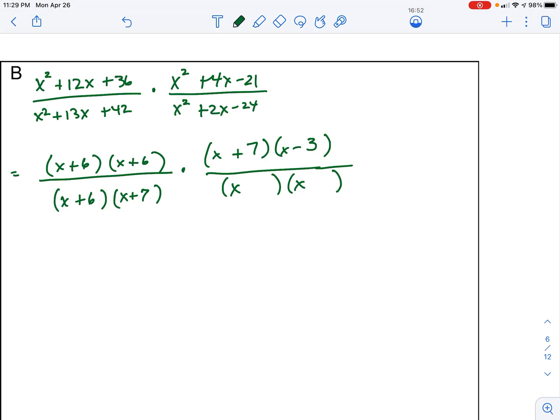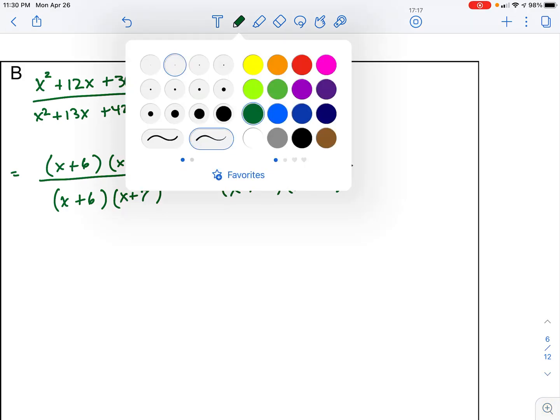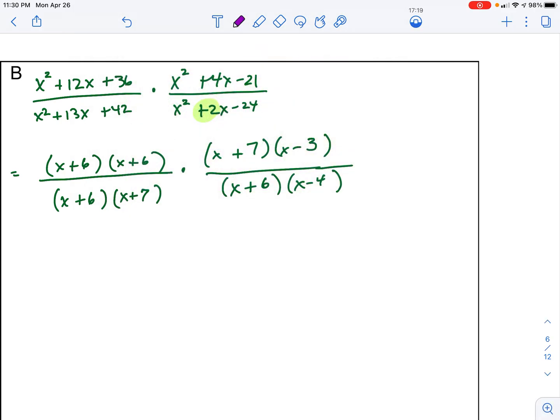All right, what factors do I have for negative 24 that, when I add them together, I can get a positive 2? Well, I'm thinking of 6 and 4. And to make it a negative 24 when I multiply them, one of those has to be negative and one has to be positive. But before I can assign those signs, I have to go to the coefficient of x and see what it needs. Those need to add together to be a positive 2. That means I can do x plus 6 and x minus 4.